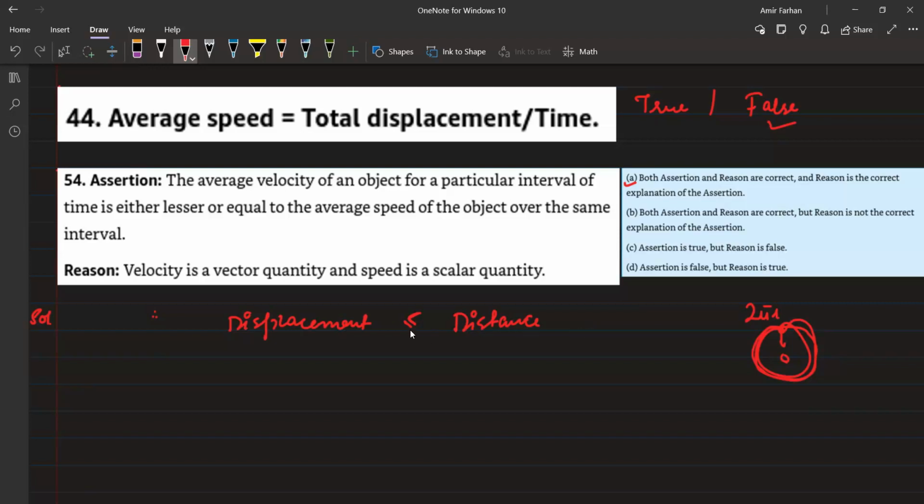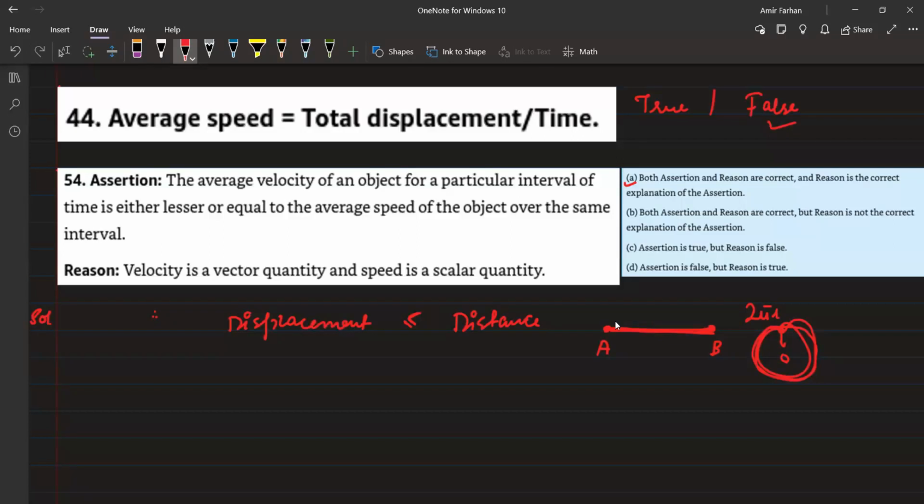Distance is greater than or equal to displacement, because distance is the actual path covered by a body. It means that if I have to compare displacement, I have to compare it with distance, because distance cannot be negative. If you have even taken a step, it will be calculated in the distance. Suppose this is a path, and you have covered the distance from A to B.